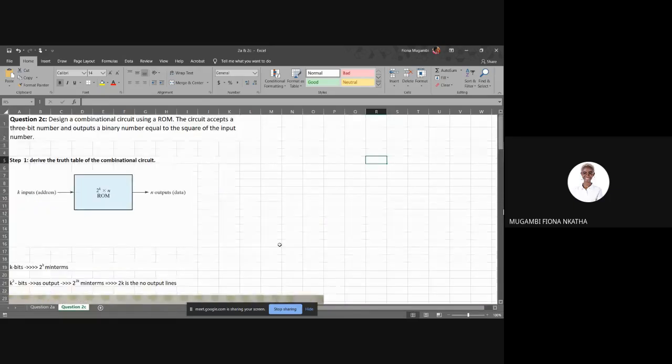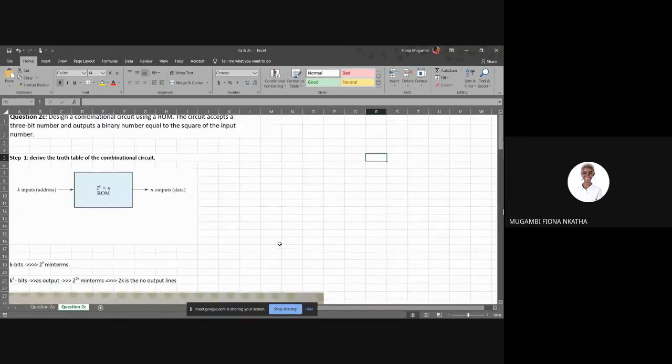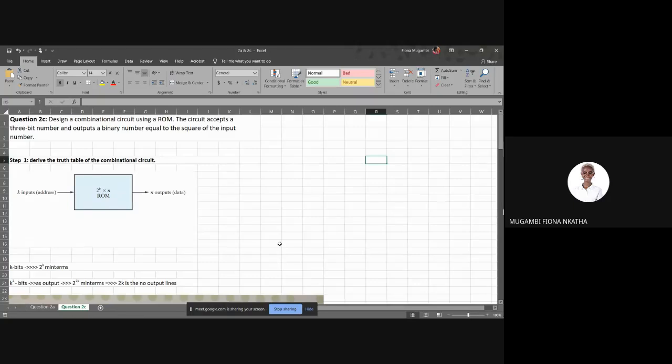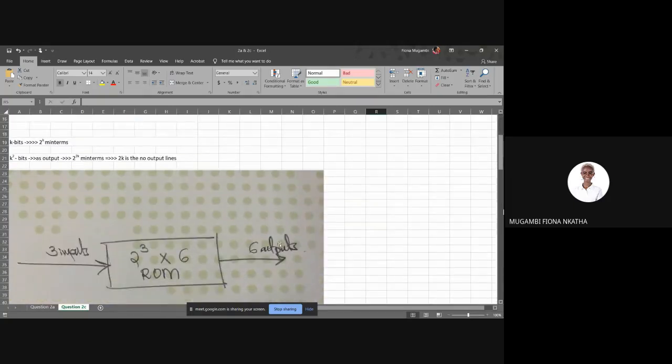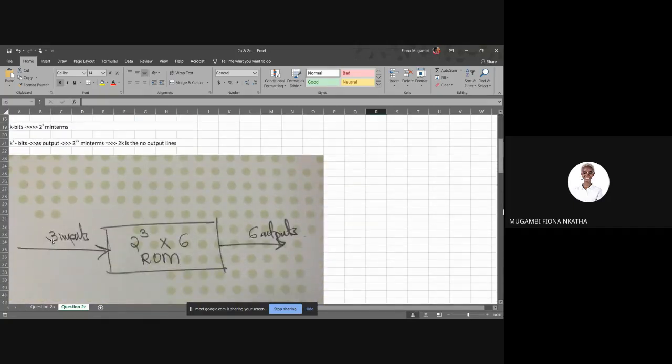So we've been told the circuit accepts a 3-bit number and outputs the square of the input number. So it's a 3-bit number, so our k is 3. Our output, we said, is 2k, so our output will be 2 times 3. So 6 is the number of output lines. Let me call it lines for lack of a better word. So that is what we have, right?